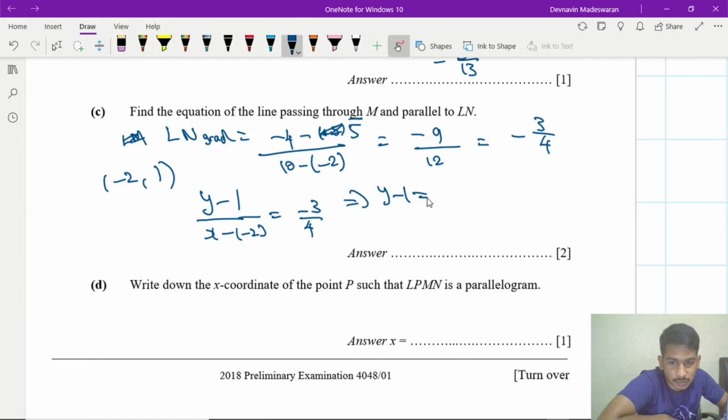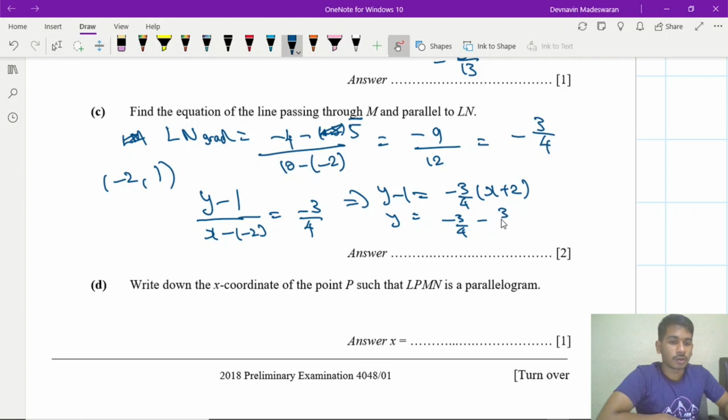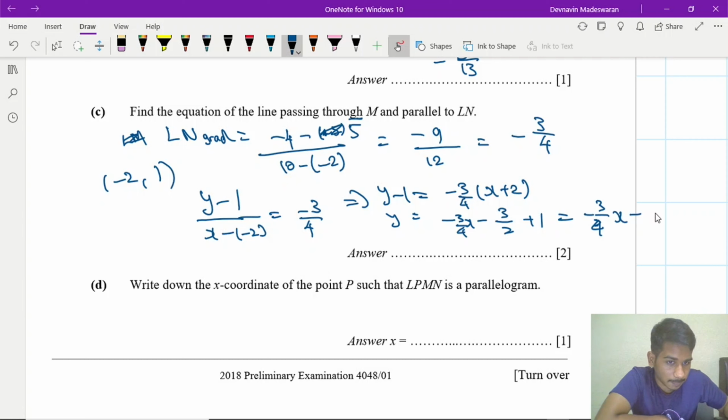y minus 1 is equal to negative 3 over 4 times (x plus 2). Then y is equal to negative 3 over 4 x, minus 3 over 2, then plus 1. So negative 3 over 4 x minus half. Yes, y is equal to negative 3 over 4 x minus half.